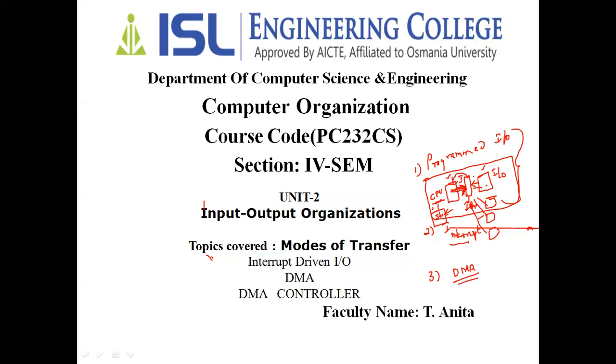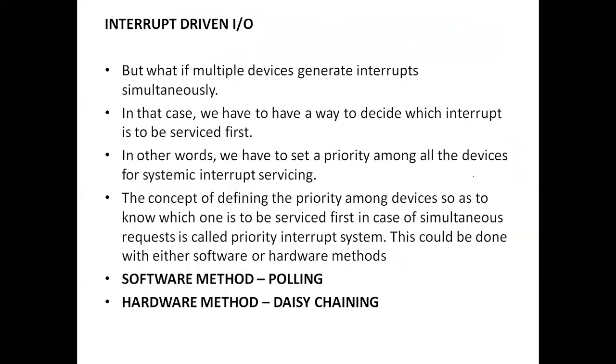If they request the CPU, what will happen, we'll see today. Fine. So here, but what if multiple devices generate interrupts simultaneously? So previously what we have seen, here the CPU is there, here the interface is there, and here the IO devices are there. If one IO device is there, there will be no problem. The CPU will get only one interrupt.